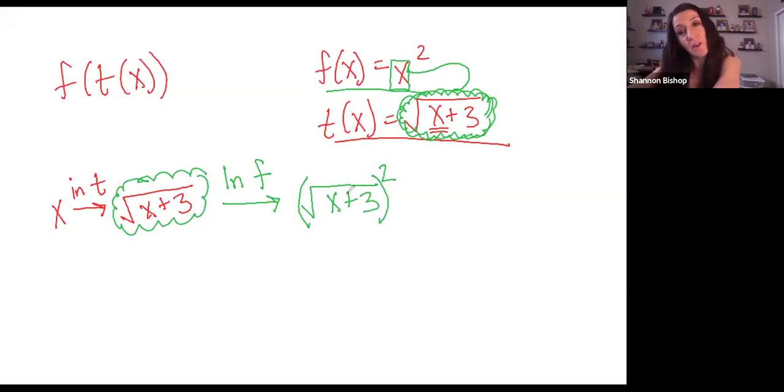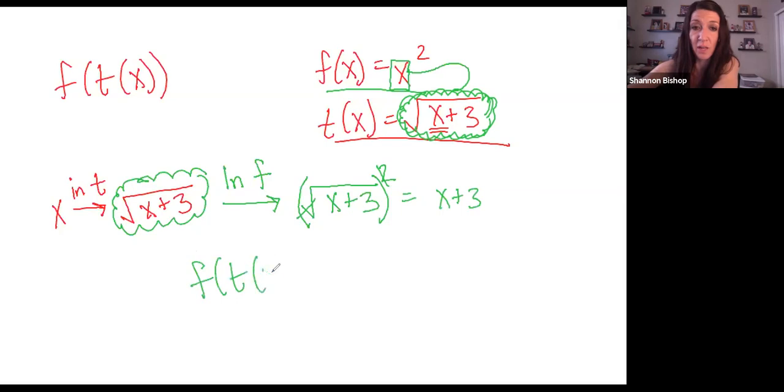So you can simplify this just a touch. Squares and square roots, those are inverse operations. They undo each other, they are inverses. And so this simplifies to just be x plus 3. So what is f of t of x? It is x plus 3. That's the final answer when you compose those two functions.